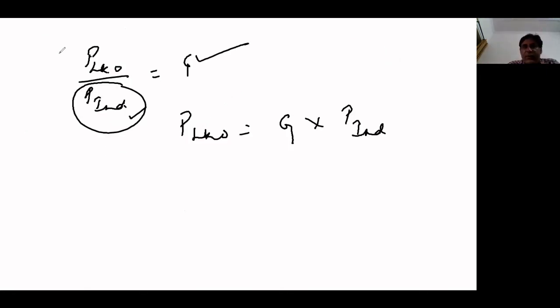Now P Lucknow by P India, that is, population of Lucknow to population of India, is G. Population of India can be ascertained by the census department, which keeps the record of all the states and cities and predicts the future population of the country. So the population of Lucknow can be calculated.